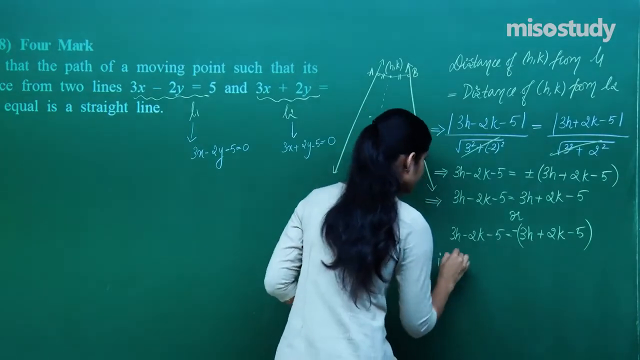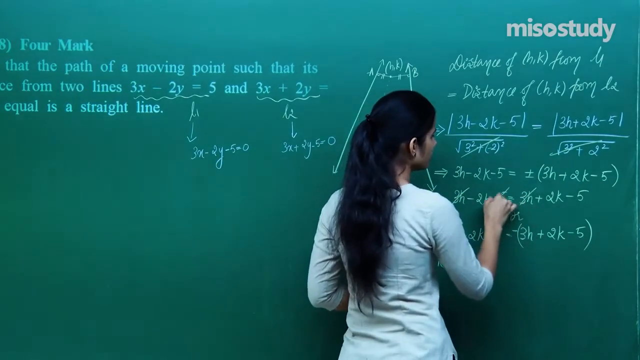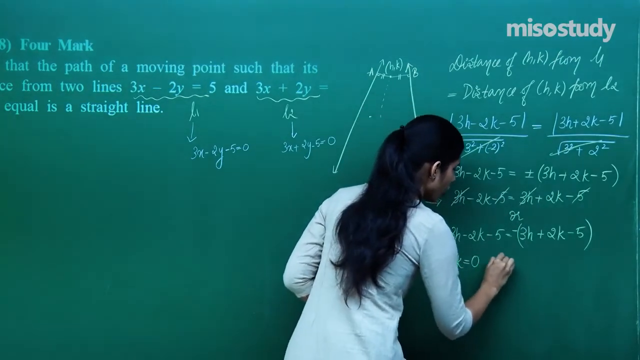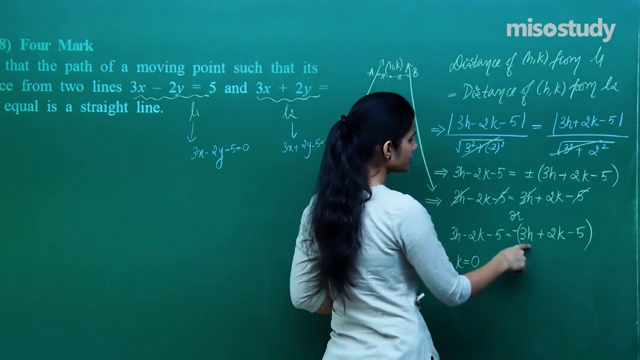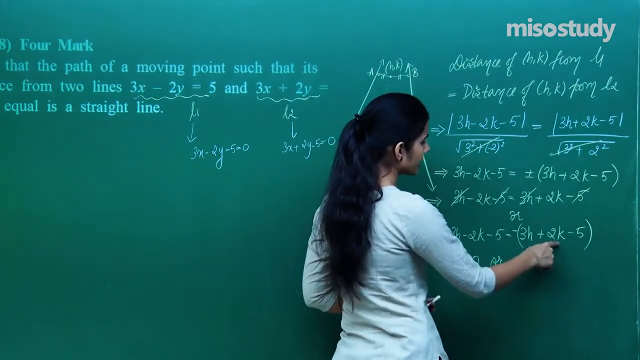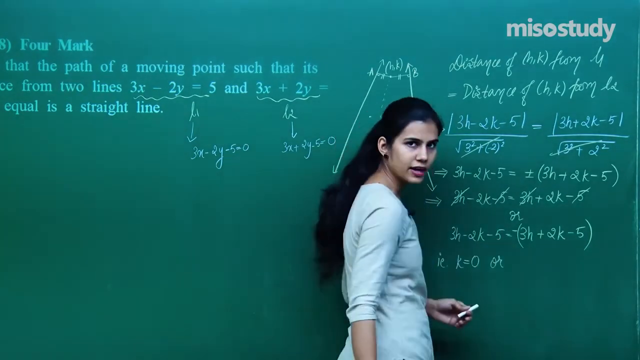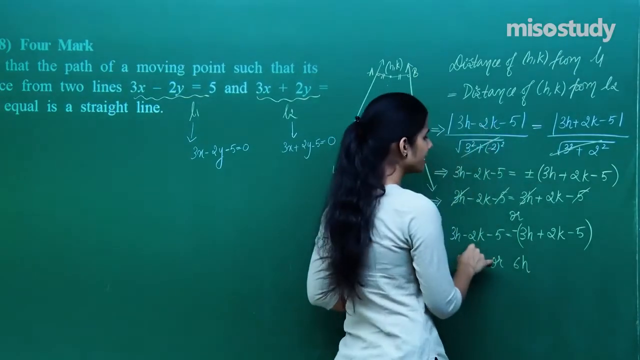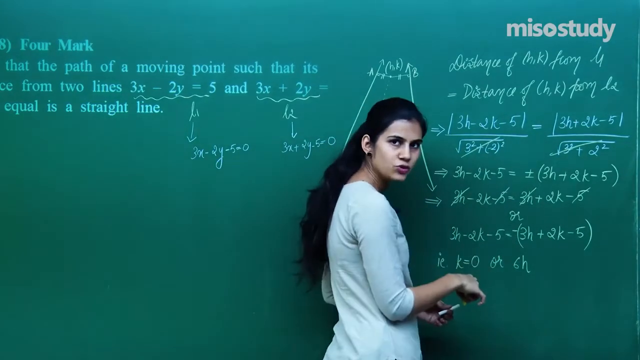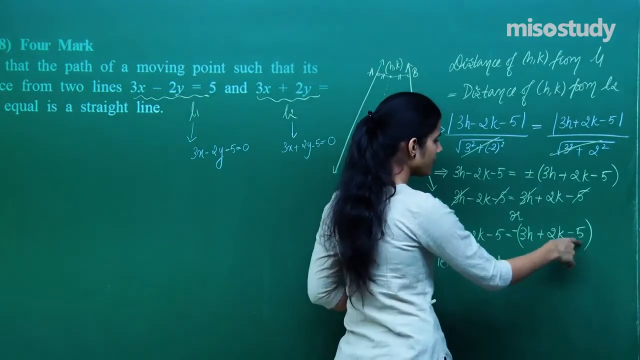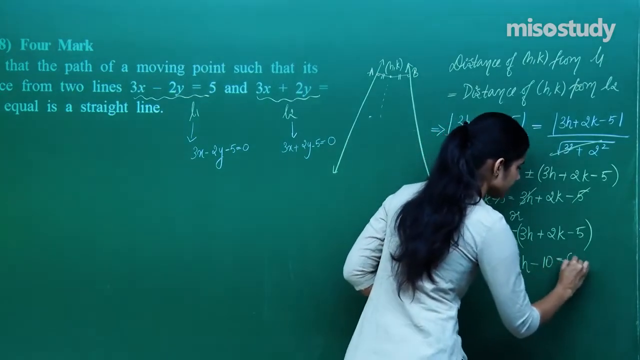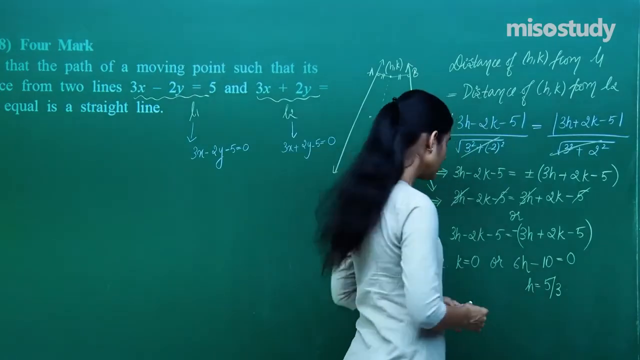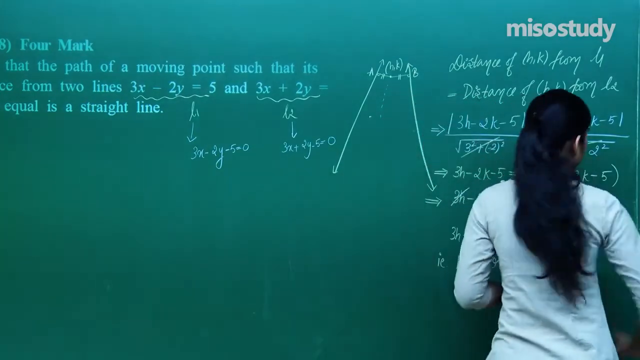That means what? 3h cancels out, minus 5 cancels out. This gives you k equals 0, or from here if you see this is 3h, this is minus 3h, minus 2k cancels out, and this is minus 5, this is plus 5. So this gives you 3h plus 3h, 6h, minus 2k plus 2k is 0, minus 5 and this is minus 5, minus 10. So h is equal to 5 by 3. So either k is 0 or h is 5 by 3.